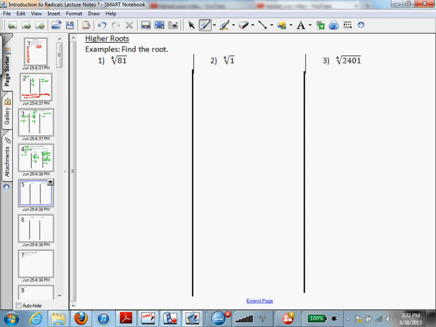Looking at higher roots, you're simply just breaking down what numbers can be multiplied by the index to give us the number inside the radical. So if we look at what number will multiply 4 times by itself 4 times will give us 81, you can just do some elimination and do 1 times 1 times 1 will give us 1, or 2 times 2 times 2 times 2, and that will not give us 81. But if you think about 3 times 3 times 3 times 3, that will give you 81.